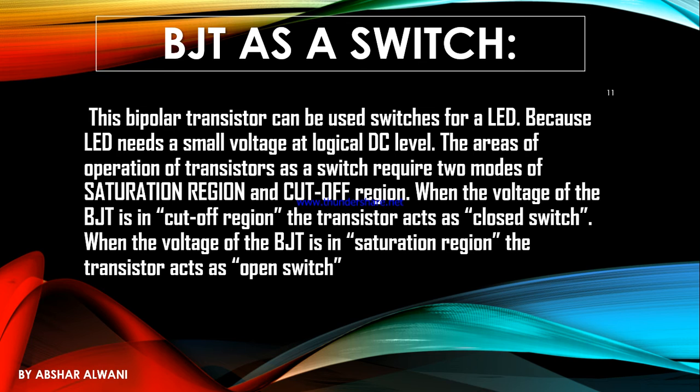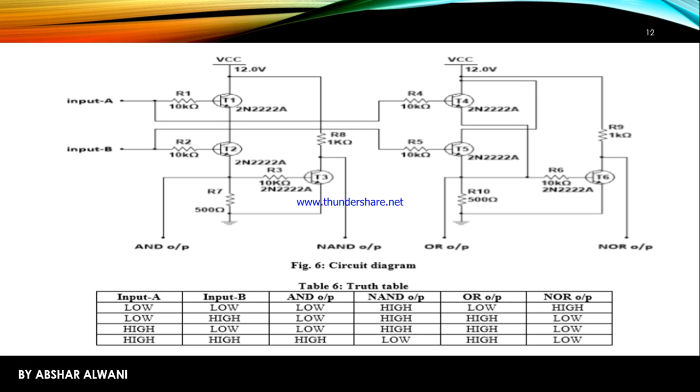BJT as a switch. This bipolar transistor can be used to switch an LED because an LED needs a small voltage and logical DC level. The operation of a transistor as a switch requires 2 modes: saturation region and cutoff region. When the BJT is in cutoff region, the transistor acts as an open switch. When the BJT is in saturated region, the transistor acts as a closed switch. Here is the circuit diagram of BJT as a switch.